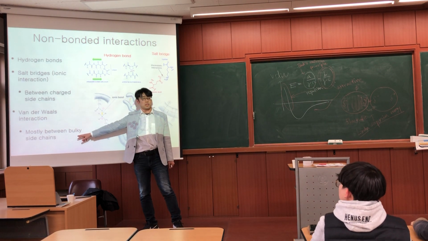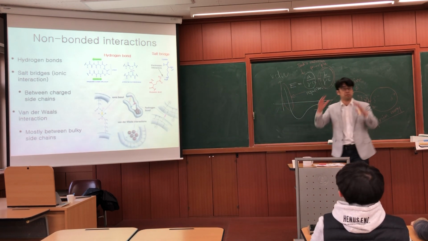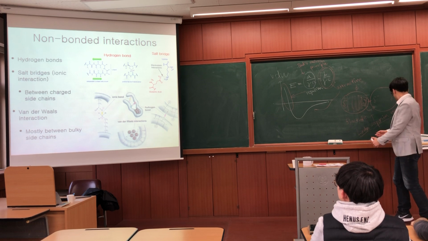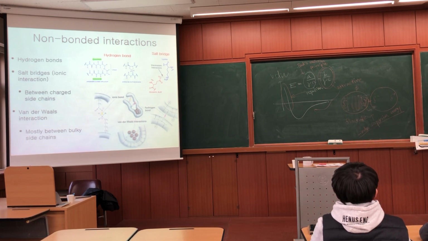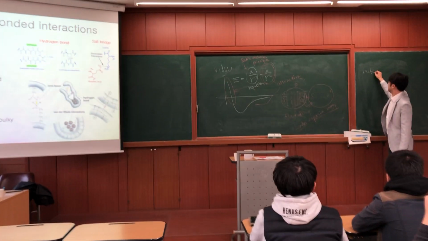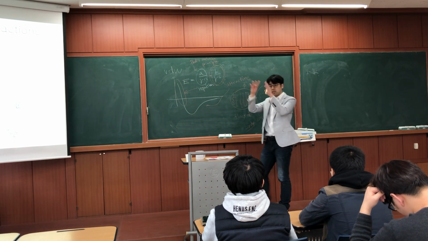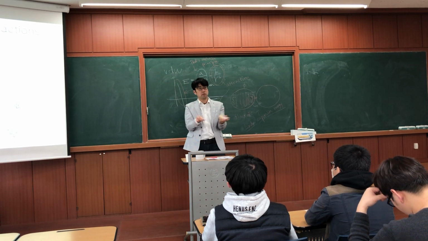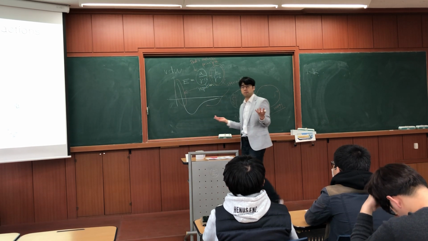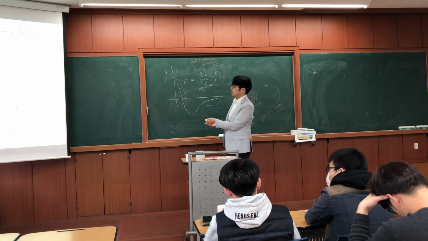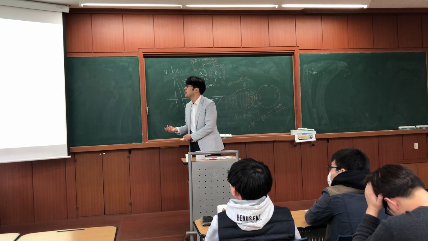Bulky means just a large chunk, just a large one. We use those terms in daily life, right? So bulky means large side chains. Large side chains generally means a pentyl group or large rings, or having many aliphatic side chains, something like that. So they are called bulky side chains.